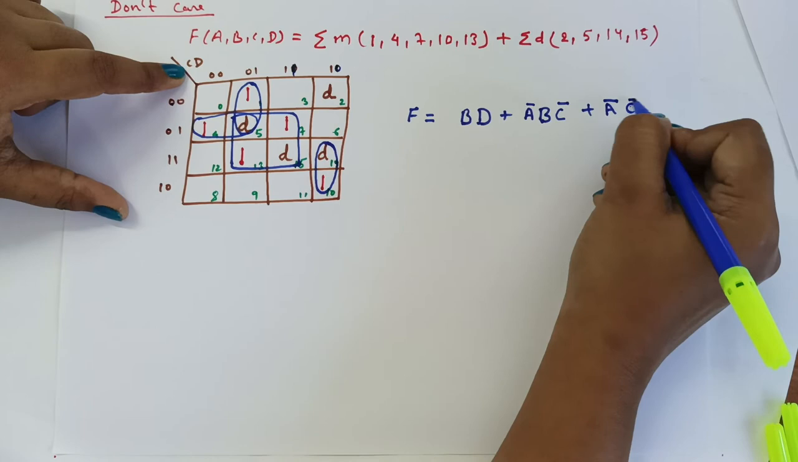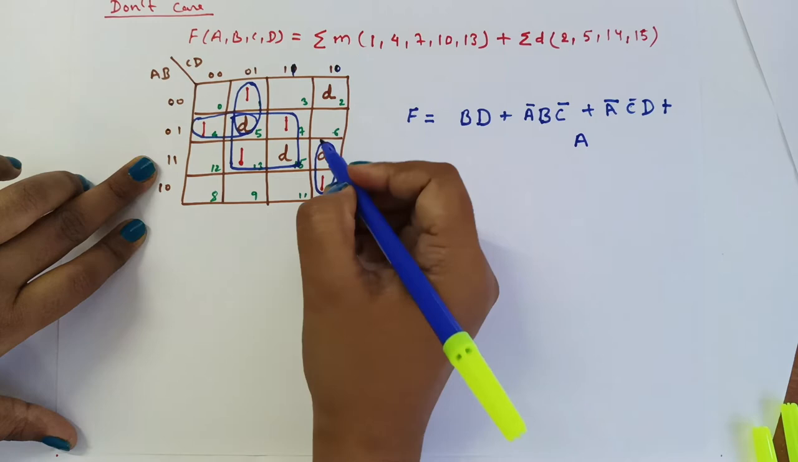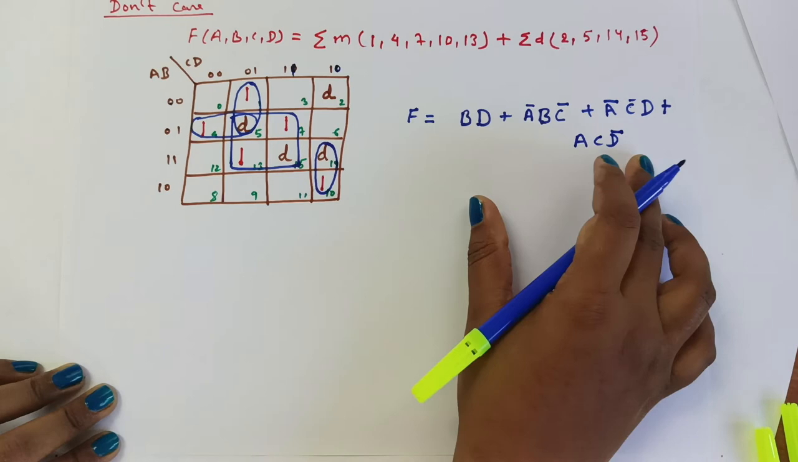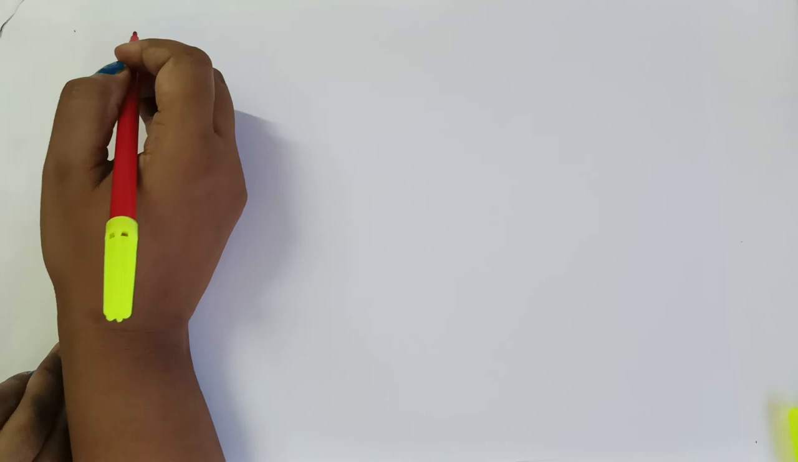Plus, for this group, this A is not changing. A, and here 1 0, that means CD bar. So this is the simplified expression in don't care condition. Till now we have seen it in SOP form, that is sum of product form. Now we will see POS form.